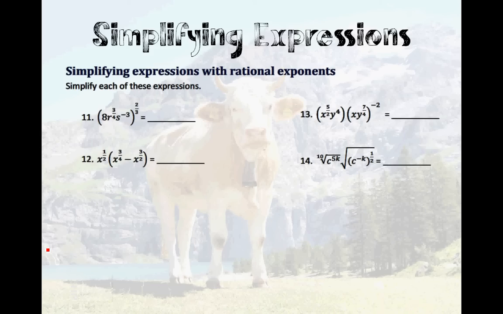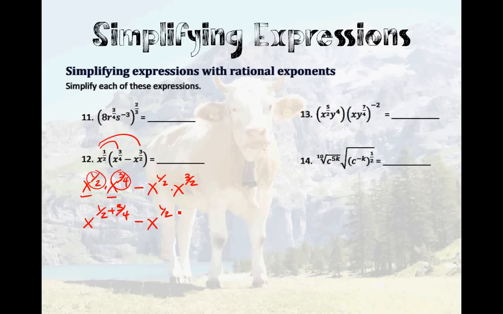Okay, so on number 12, we can distribute that x to the 1/2. So we have x to the 1/2 times x to the 3/4 minus x to the 1/2 times x to the 3/2. And if you remember with the way the exponents work, if these bases are the same, you add these two exponents. So we have x to the 1/2 plus 3/4 minus x to the 1/2 plus 3/2.